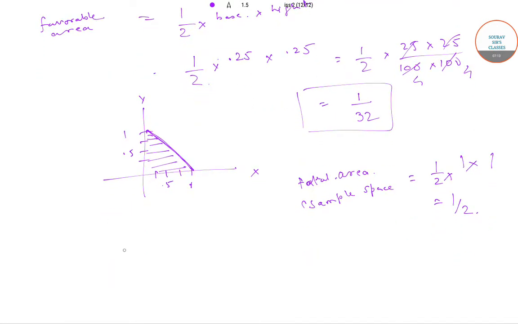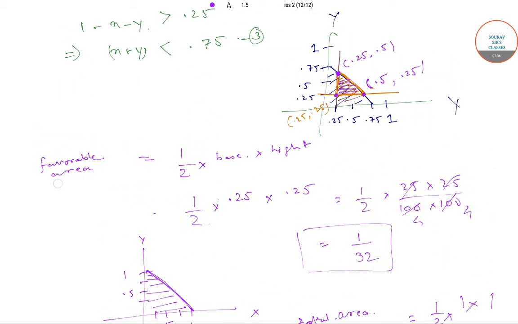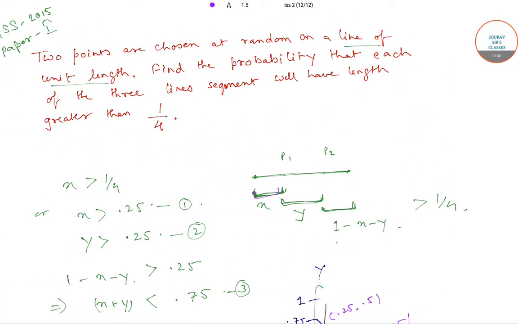Then the probability would be equal to favorable area divided by total area. So this would be equal to 1 by 32 divided by 1 by 2, which is equal to 1 by 16. So the probability that each of the three line segments will have length greater than 1 by 4 is 1 by 16. So this is the answer.